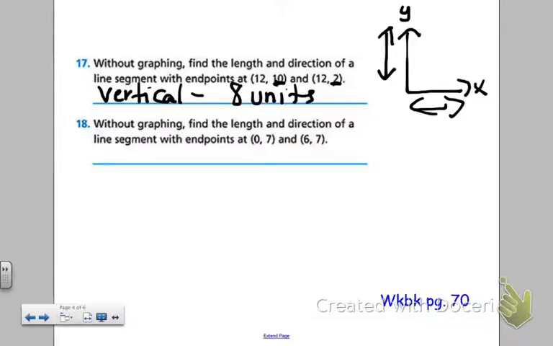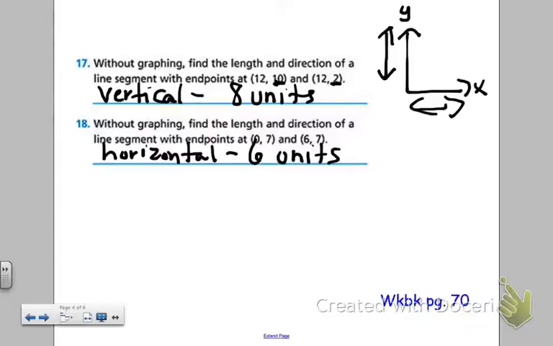Look at number 18. Without graphing, find the length and direction of a line segment with endpoints at (0, 7) and (6, 7). This time the y coordinates are the same, but the x's are different. Since the x's are the ones that are different, I know it must be a horizontal line, and I can subtract those x coordinates, 6 minus 0. When I say subtract, don't worry so much about the order. Think about the difference between 0 and 6, and that will be 6 units.